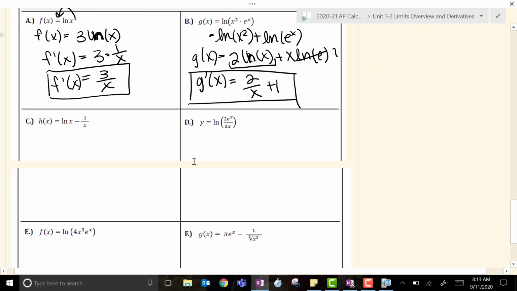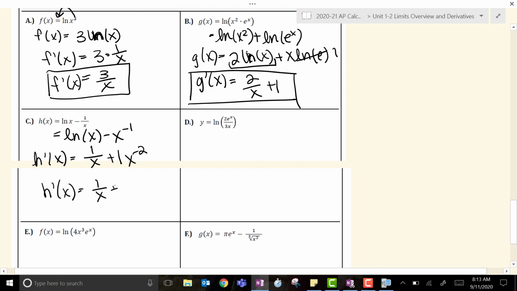We have the natural log of x minus 1 over x. So again, guys, we're always wanting to rewrite with everything in the numerator. So I'm going to rewrite this as natural log of x minus x to the negative 1. So then when I derivate here, you just have 1 over x. And then that negative 1 times negative 1 is a positive 1, x to the negative 2. Rewrite to rationalize that exponent, and we get 1 over x plus 1 over x squared. Box it and you are done.